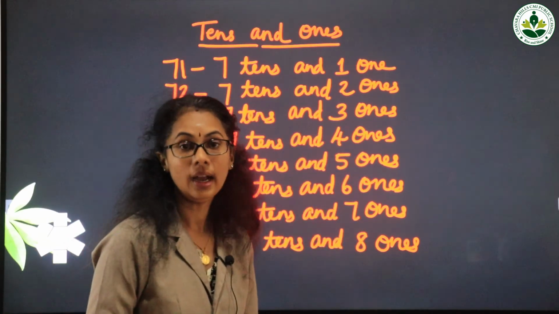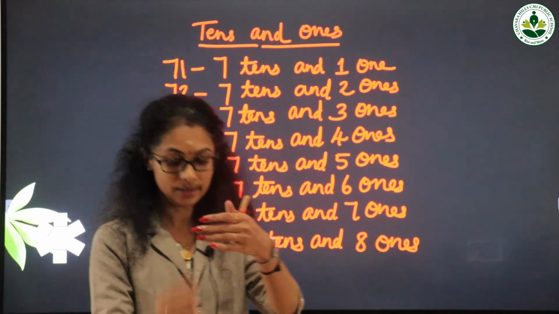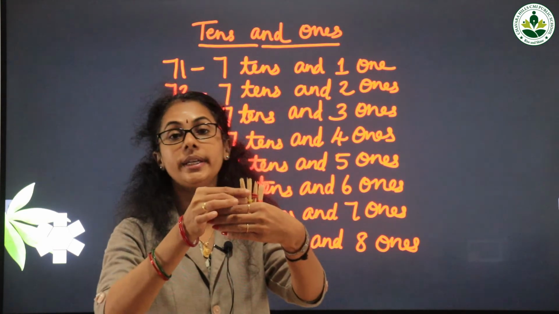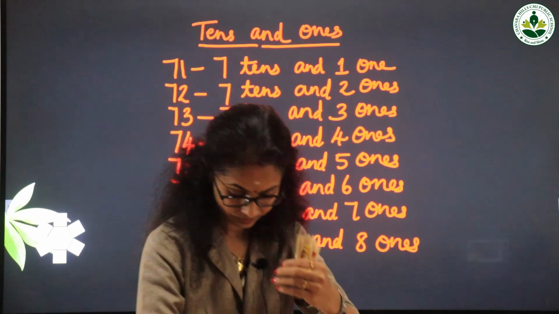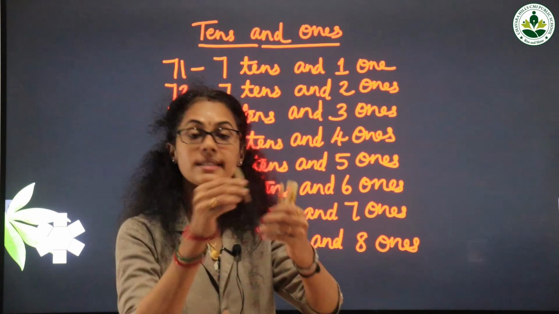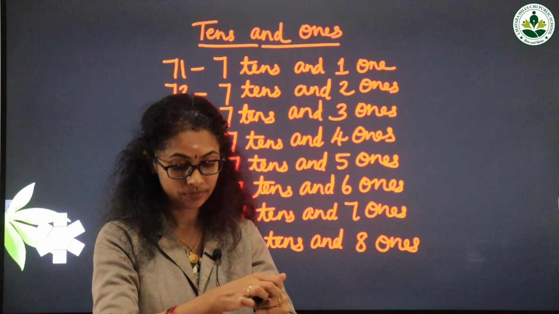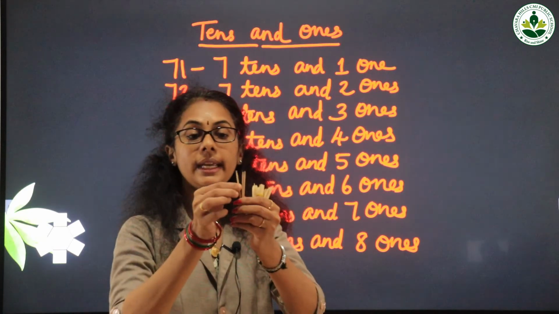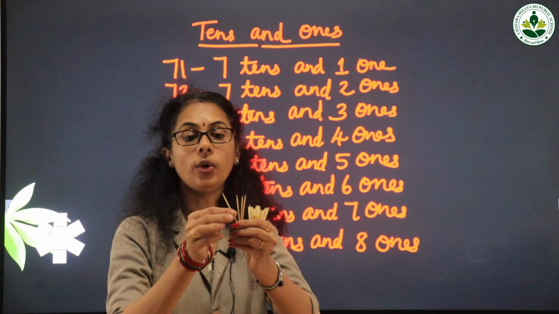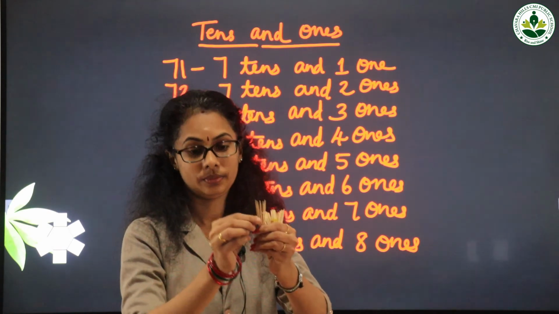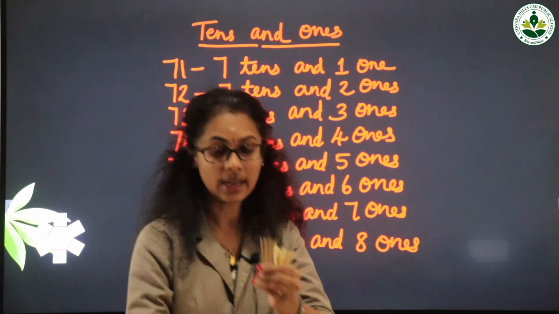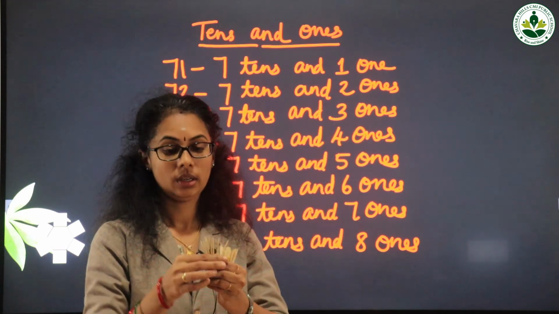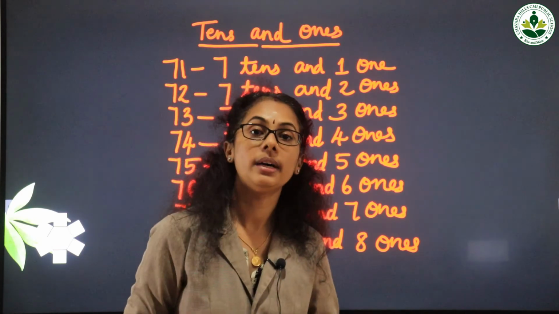Number 79. How many tens and ones in 79? 1 ten, 2 tens, 3 tens, 4 tens, 5 tens, 6 tens, 7 tens. 7 tens are 70. Then 1, 2, 3, 4, 5, 6, 7, 8, 9. 7 tens and 9 ones.